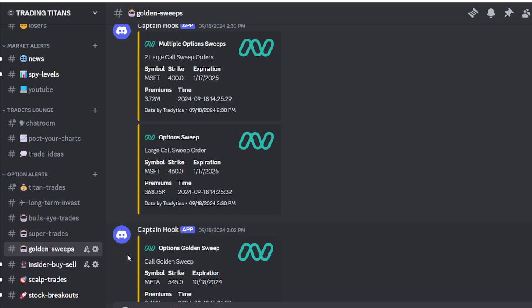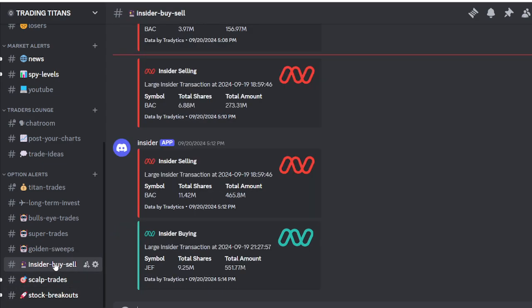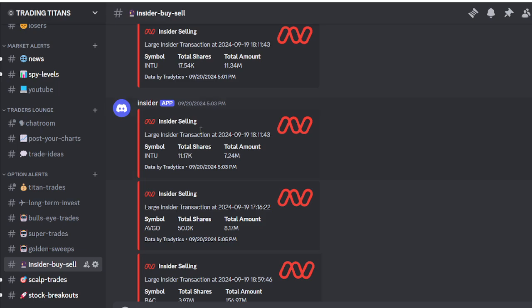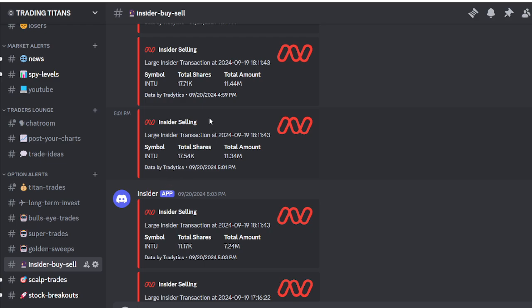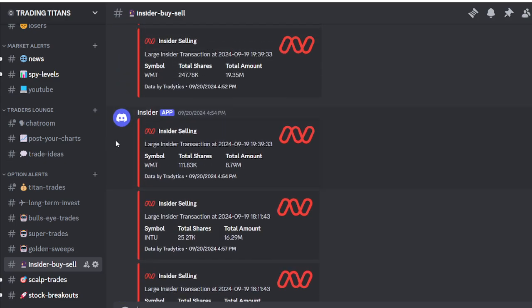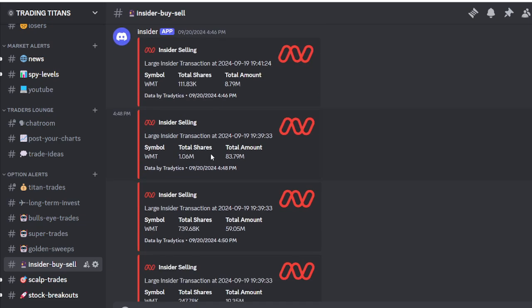Okay, insiders. So insider buys or sells. This shows you what inside traders are doing, whether they're buying or selling a stock. You can follow along with this if you want. Also next to it, you'll see red bars and green bars next to a lot of these alerts, even the options alerts. It just shows a bullish signal or a bearish signal. This would be a bearish signal, obviously, because they're selling the shares. You see Walmart, a lot of shares are being sold, and Walmart is slowly dropping, right? You see a lot of shares being sold behind Walmart.